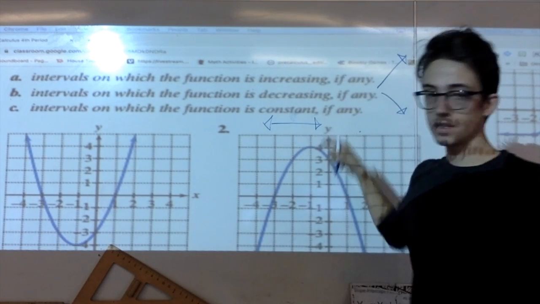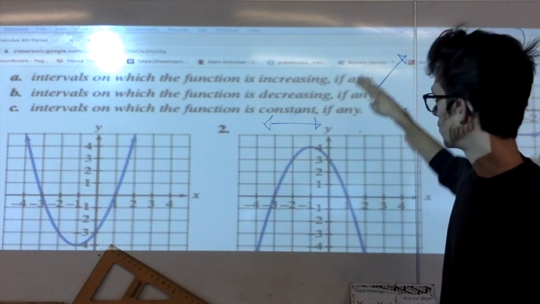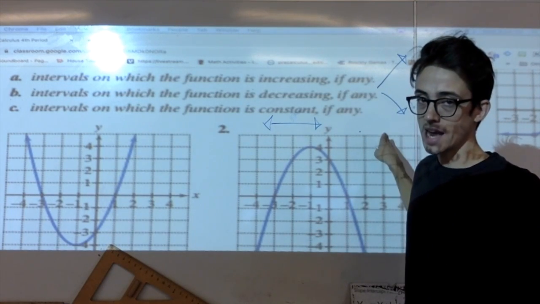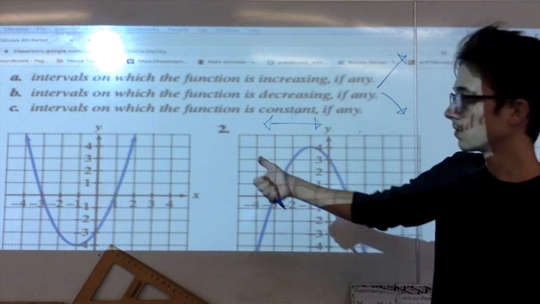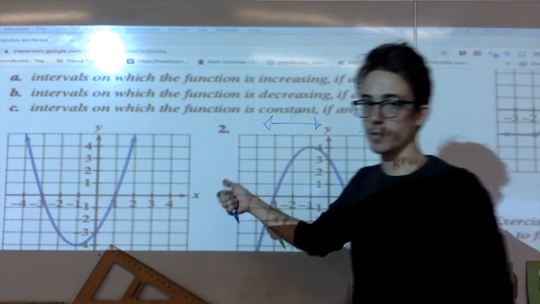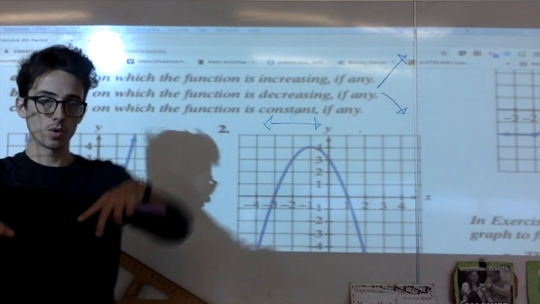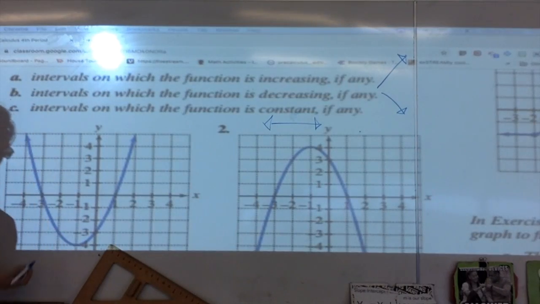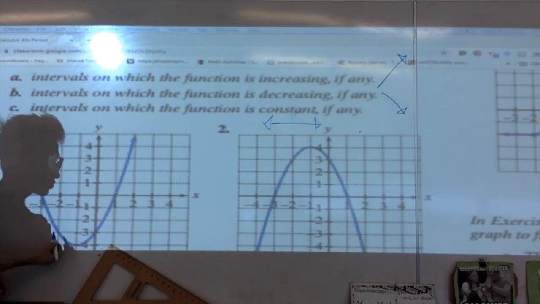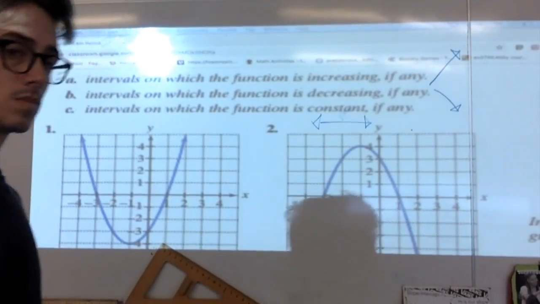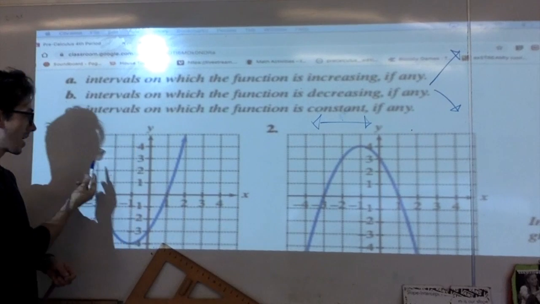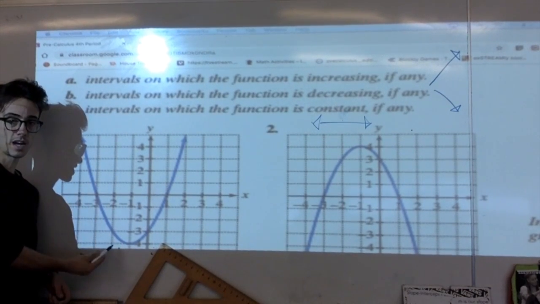So when we think constant, think of it as flat. If we think of decreasing, it's going down. If it's increasing, it's going up, like Tuesday. With this first problem here, we have a general parabola that is dipping down like a U shape. I know that from the way left to the middle down here, it's going to be decreasing. I know this, again, because it's starting way out here, and it's going all the way down to here.